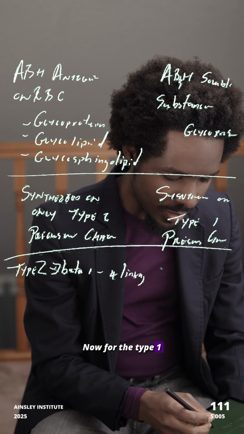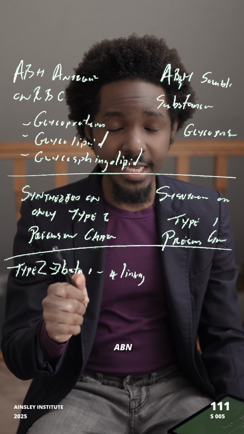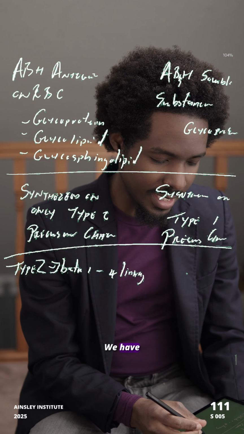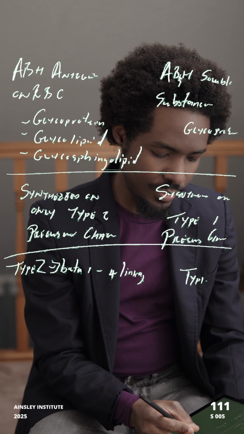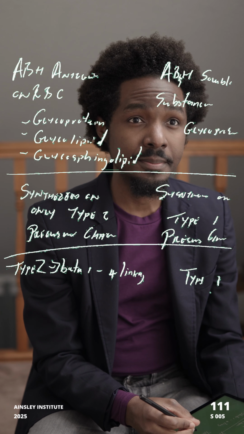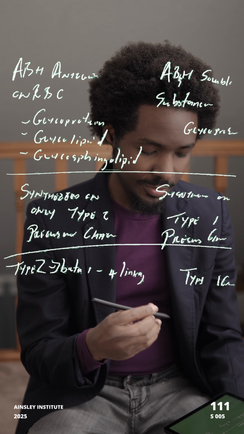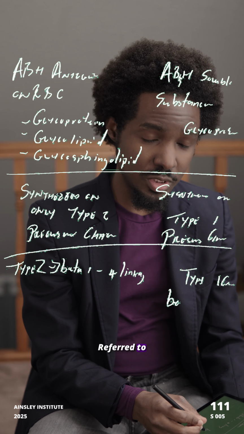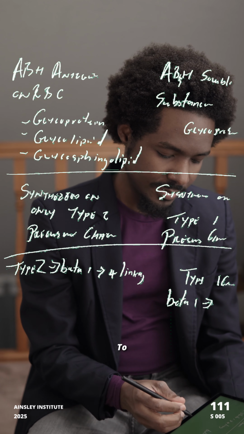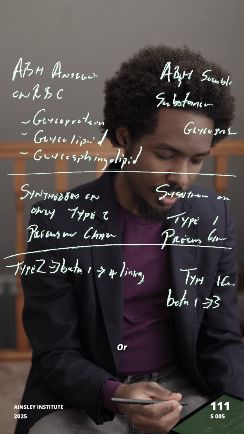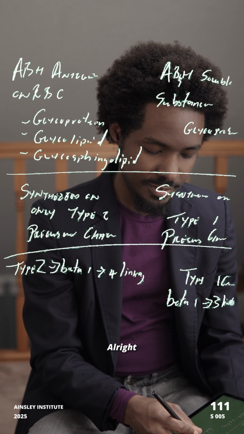Now, for the type 1, which is on the A, B and H soluble substances, we have the type 1 chain, and as we stated, it is referred to as the beta 1, and that is linked to number 3, or it is a 3 linkage.